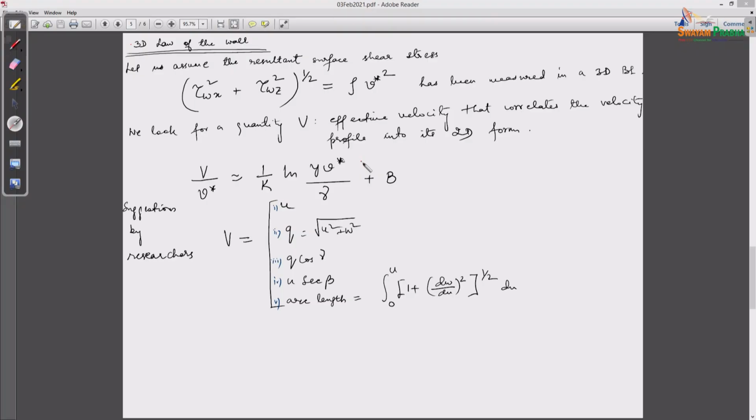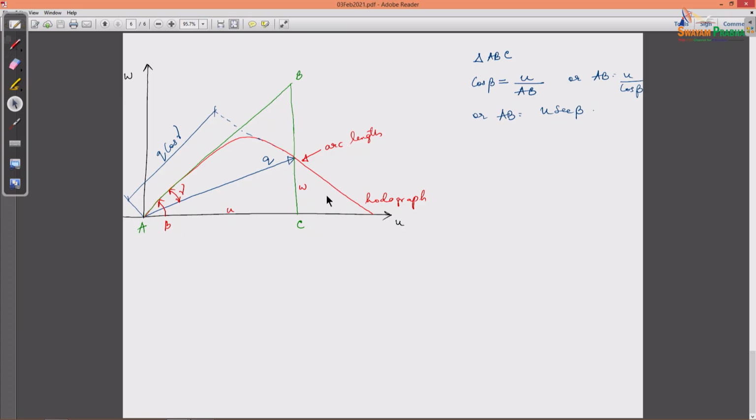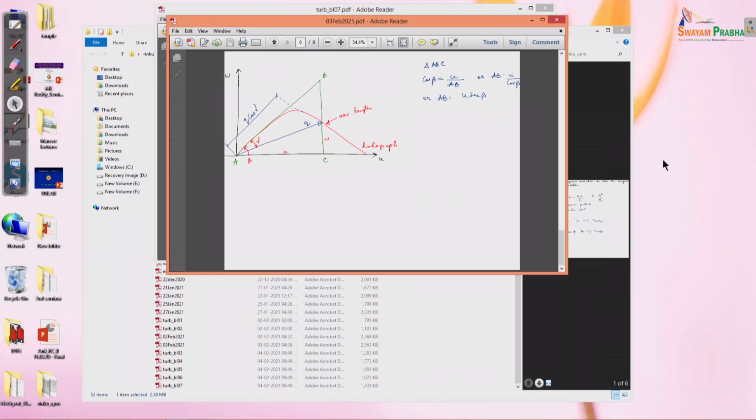Hi, welcome back. So we're looking at the three-dimensional law of the wall, right, in the last class, and we said that we're looking for an effective velocity that correlates the 3D velocity profile into the 2D form. The suggestion by several researchers for this V, there were like 5 of them, and then we understood what the meaning of that is. Now the point is, does this work, or do they do the experiments on that? Okay, so let's go and just look at that.